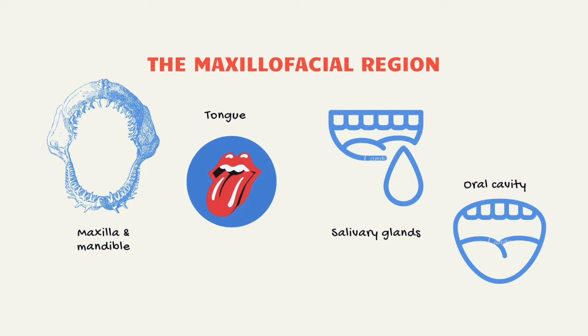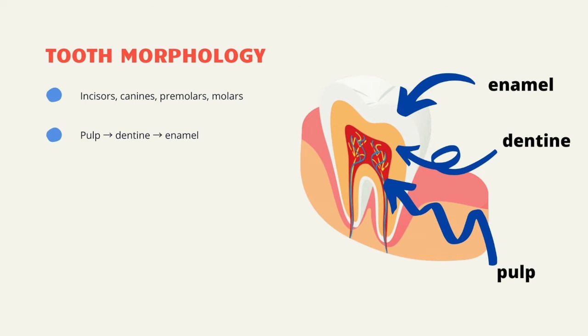The maxillofacial region looks into the mouth and its associated areas, which include the maxilla and mandible, which are the upper and lower jaws, the tongue, the salivary glands, and the oral cavity. To be informed about the causes of oral diseases, we must first understand tooth morphology. Although there are different types of teeth, such as incisors, canines, molars, and premolars, they all have the same anatomy.